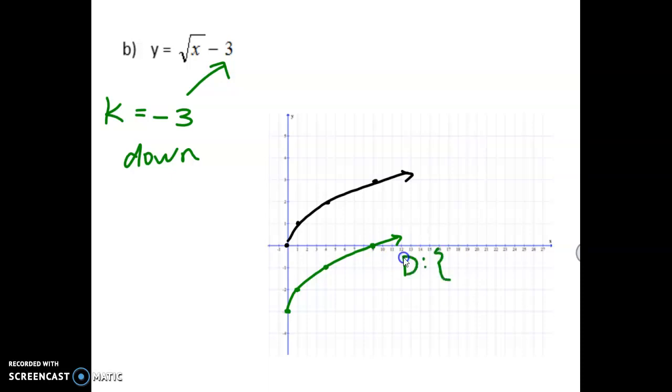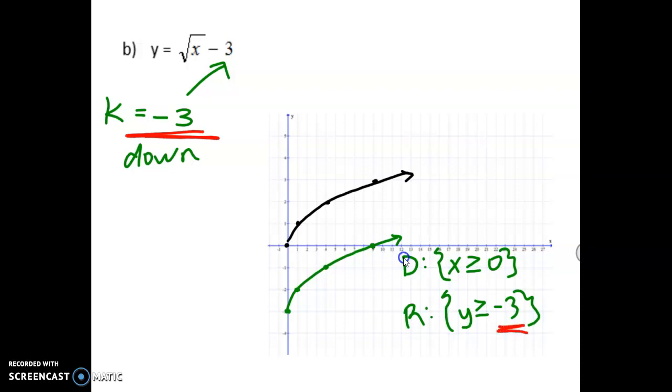Now let's look at our domain. My x value is still all the x's greater than or equal to 0. But this time my range has moved. The range is down 3, which means my y's are greater than or equal to minus 3. Kind of similar to before, this time I have a k value, but notice that the range is changed by the k value. Domain was changed by h, range was changed by k.